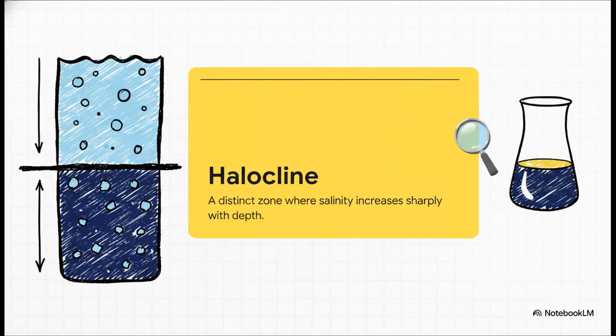And as we descend from those lower salinity surface waters to the higher salinity deep waters, the transition isn't always some gradual fade. We actually hit a distinct, sharp vertical zone known as the halocline. Here, the salinity increases sharply, creating an invisible physical barrier right in the water column. It's kind of like oil sitting on top of water. The lower salinity water naturally rests above the denser, higher salinity water.